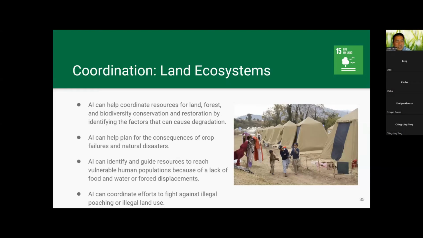In terms of coordination, AI can help coordinate resources for land, forest, and biodiversity conservation and restoration by identifying the factors that can cause degradation. AI can help plan for the consequences of crop failures and natural disasters. AI can identify and guide resources to reach vulnerable human populations. AI can coordinate efforts to fight against illegal poaching and illegal land use, right? Because we can monitor the data and see what's happening.